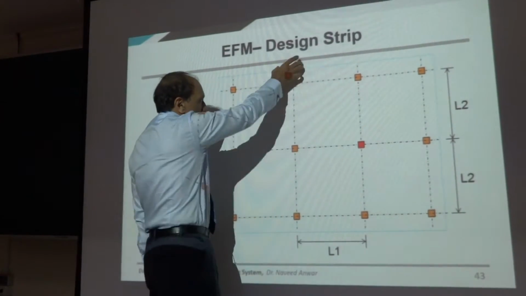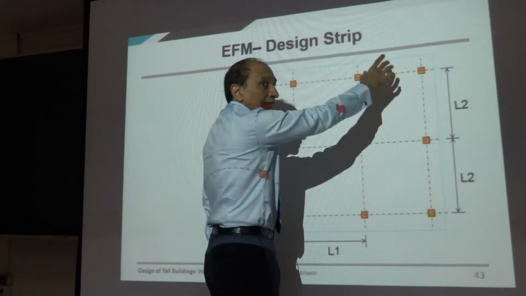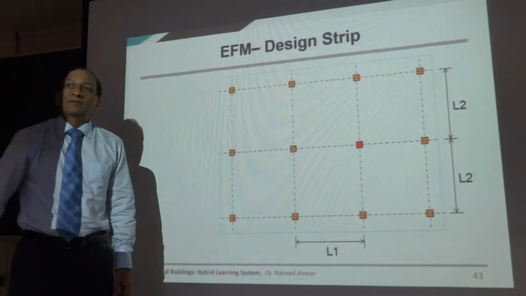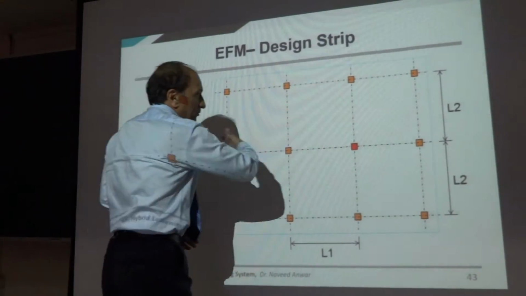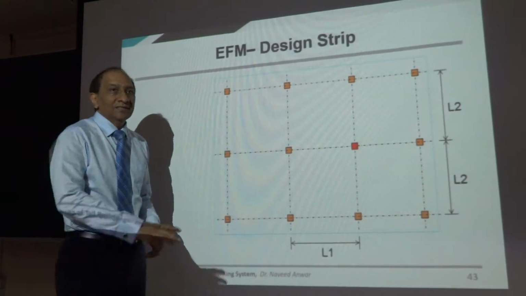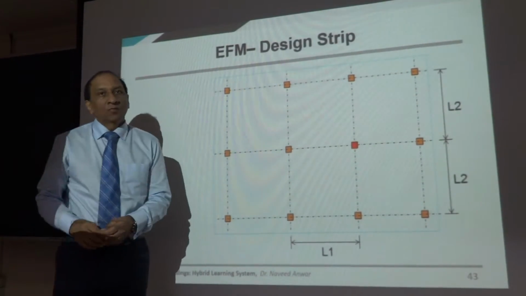and in the same way we will have design strips the other way. So in a flat slab or slab design system, we do it two times. One time strips running in the X direction, and the second time strips running in the Y direction.